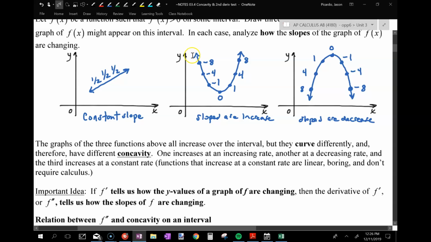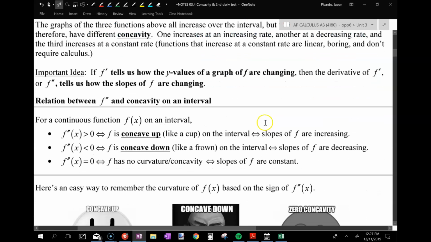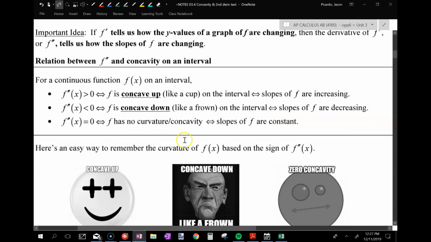If the slopes are increasing from left to right, this is concave up. The reason it's concave up is because it looks like a cup. Here, the slopes are decreasing. When the slopes are decreasing, we're concave down because it looks like a frown. Concave down looks like a frown. Concave up looks like a cup. Decreasing and increasing, intuitive, right? Just what you would imagine. So, all of that is sort of paraphrased down here. Cool?